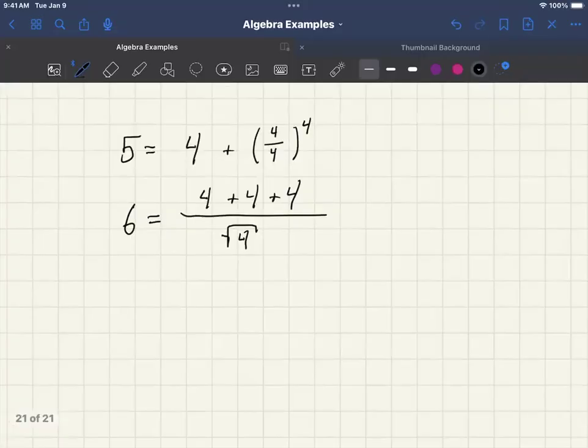Let's look at the number 7. This one is going to be a little bit more straightforward. We have 4 copies of 4 again, so let's make a number that is bigger than 7. We'll start off with 8, and we already noticed that 4 divided by 4 is equal to 1, so let's subtract 4 divided by 4. So that gives us minus 1. 8 minus 1 is 7.